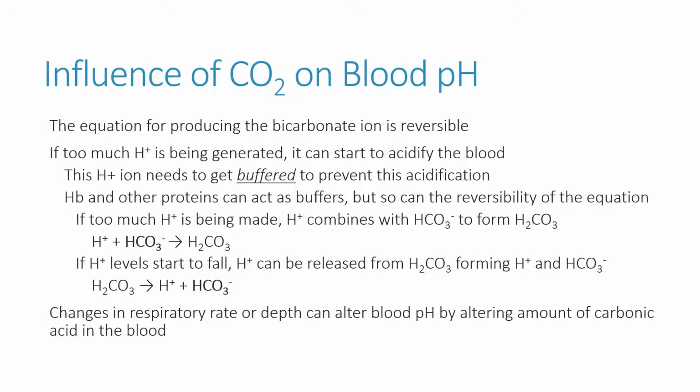Changes in respiratory rate or depth can alter blood pH by altering the amount of carbonic acid that's actually traveling through the blood. If you try to hold your breath and prevent yourself from expiring for an extended period of time, carbon dioxide levels are going to increase, which will lead to the production of more carbonic acid, and because of that, you're going to release more H+ ions. That's going to start to acidify the blood and lower blood pH.